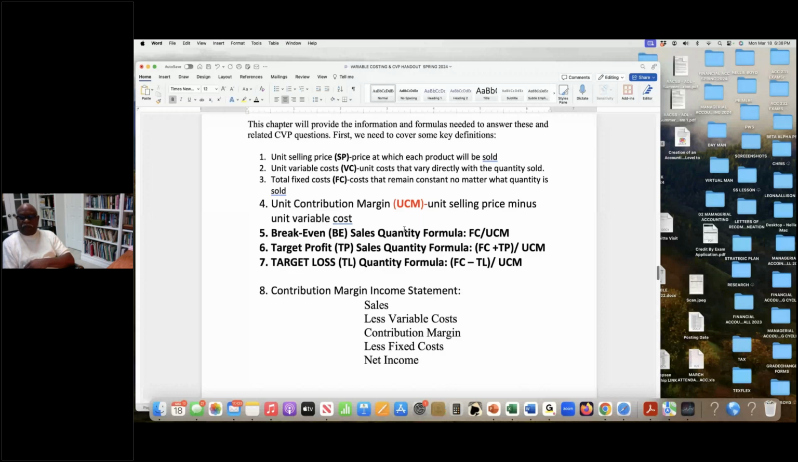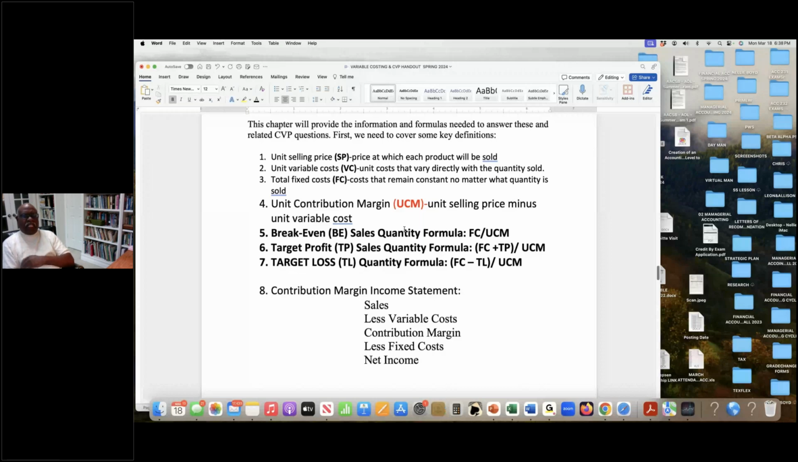Okay. Let me just see. So just continue to look at those formulas. Let me talk about them a little bit, since we're on this page. With these formulas, we're going to concentrate on this number 5, break even first.